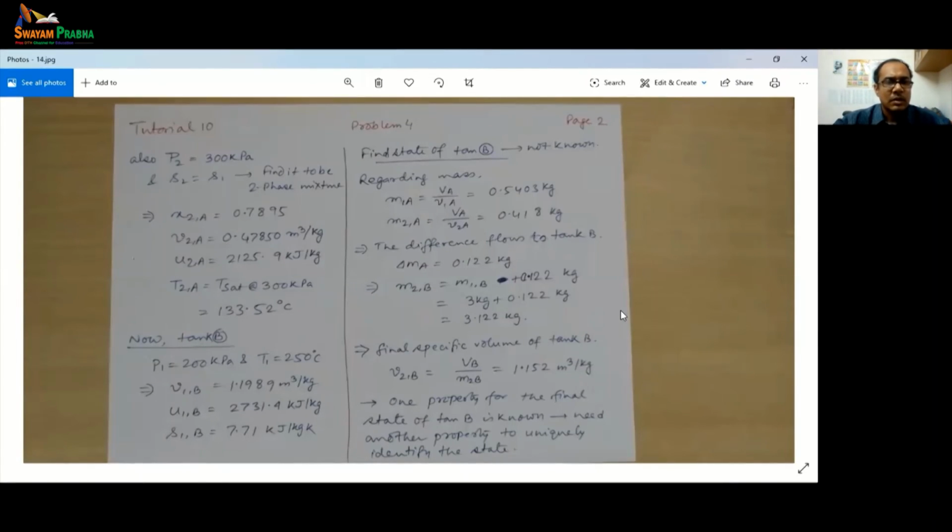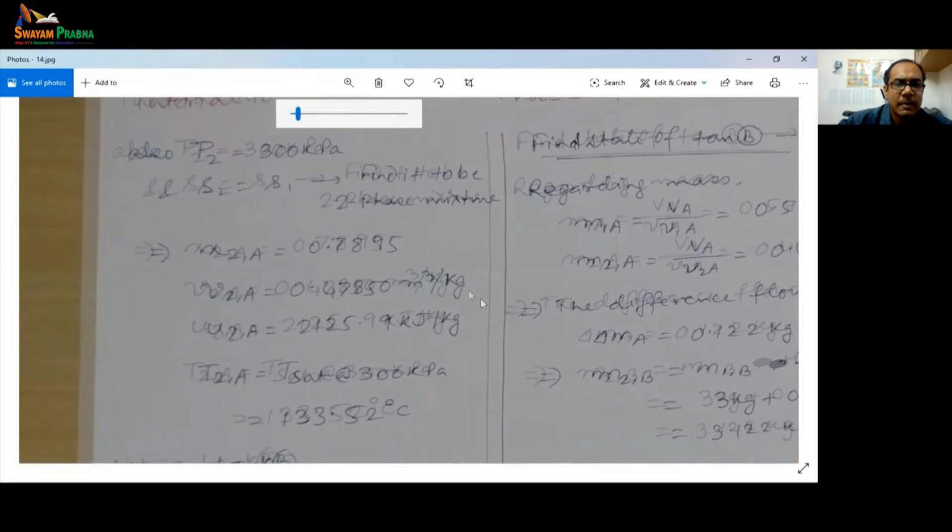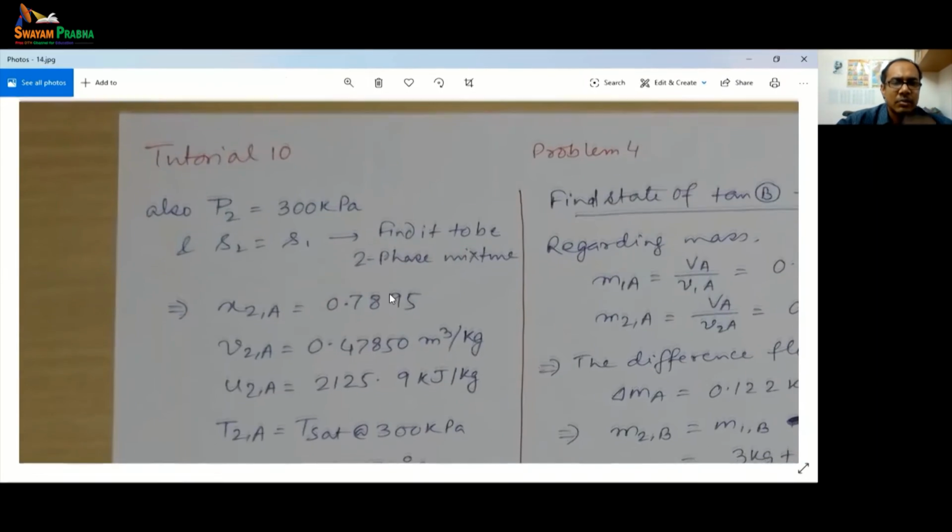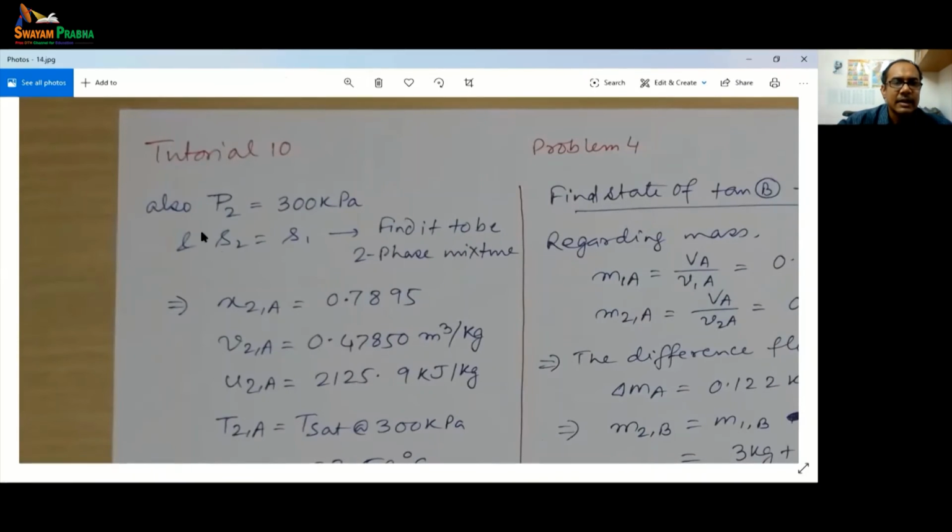Now let me zoom it again. What we know for tank A is the final pressure, 300 kPa, because when the pressure becomes 300 kPa, we close the valve. So that's the final state. Pressure is 300 kPa, and we also know it went through an isentropic process. That means S2 will be equal to S1.